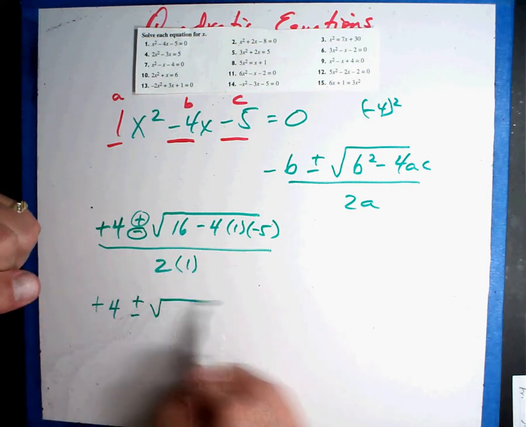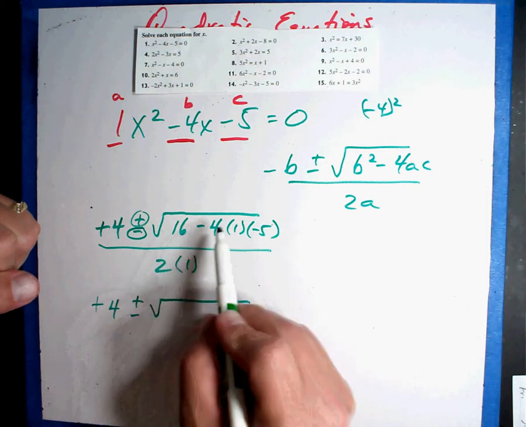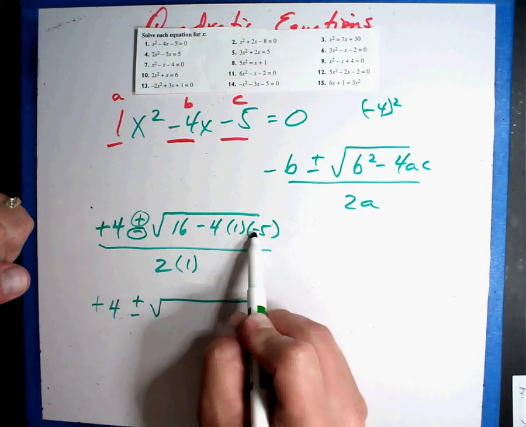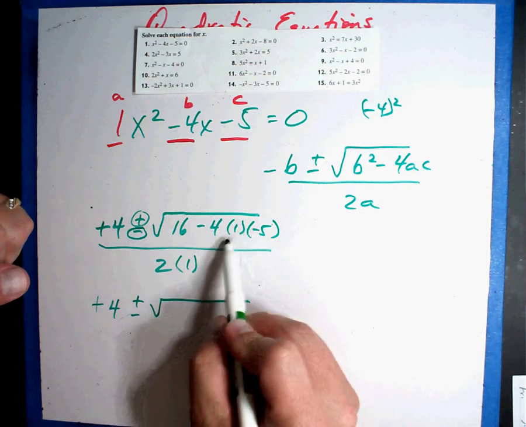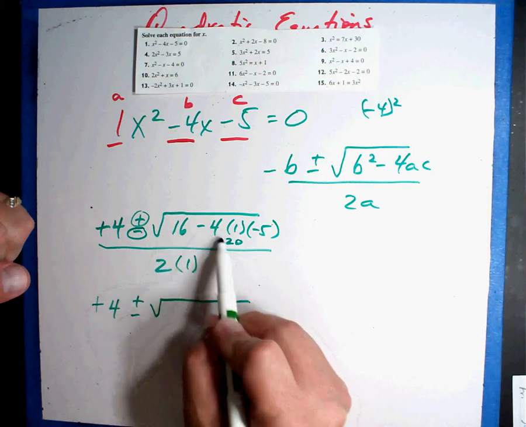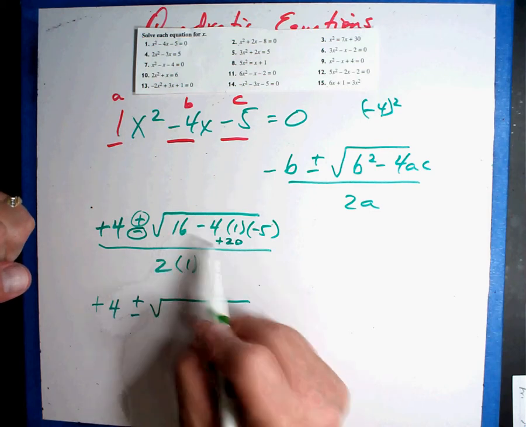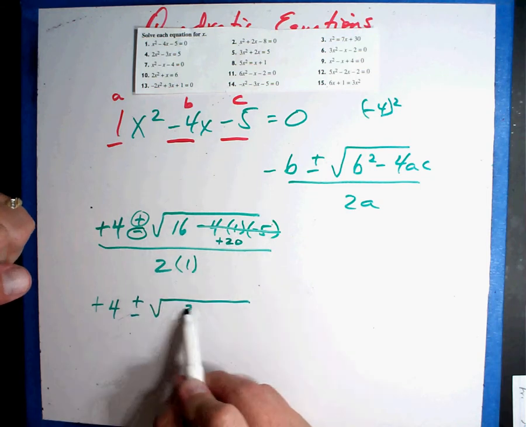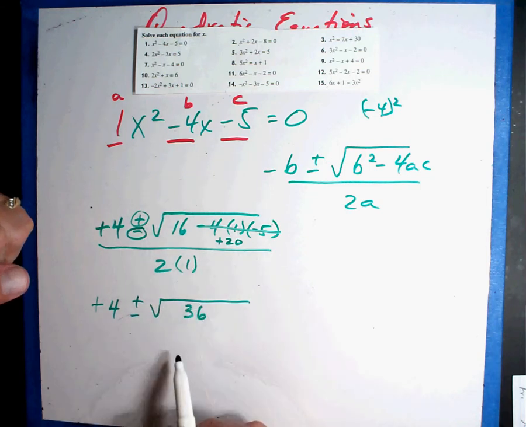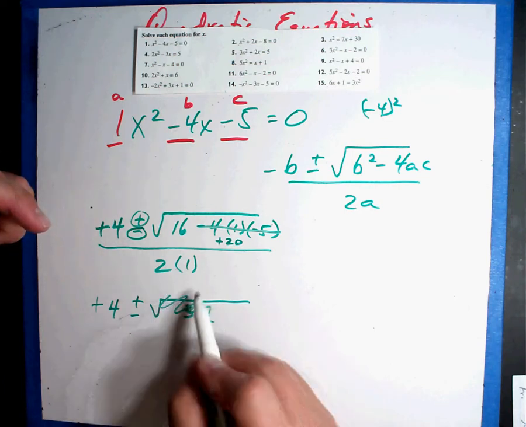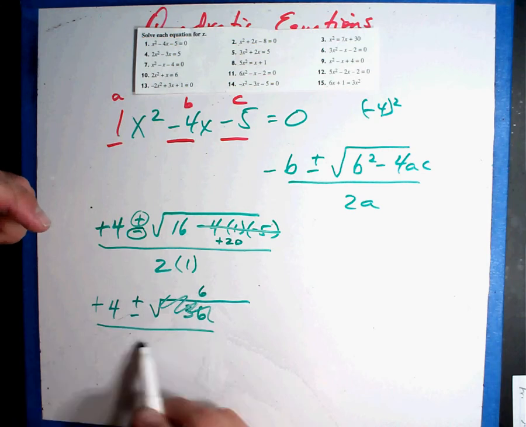Plus or minus the square root, 16 minus, okay, negative 4 times 1 is negative 4, times a negative 5 is a plus, so that's 20. And so that becomes a positive 20. So 16 plus, all that becomes plus 20. 16 plus 20 is 36. And the square root of 36, what times what gives me 36? The answer to that is 6. I'll save myself some work.